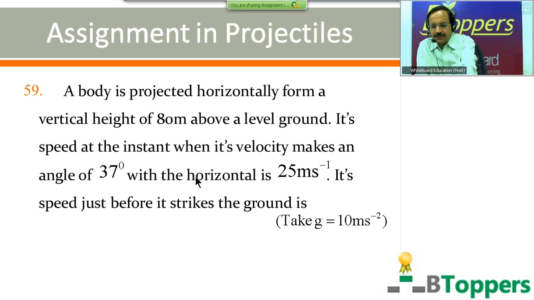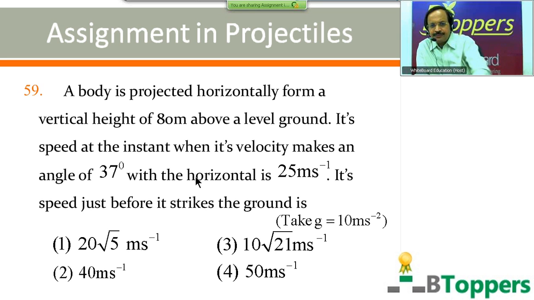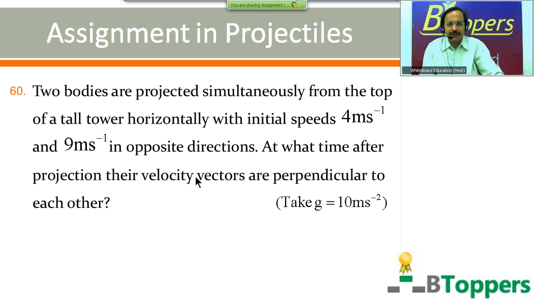So just now I have discussed the question number 59. For the question number 59, first option is the answer, that is 20 into root 5 meter per second. Next, I am going to discuss the question number 20. Look at the question number 20.